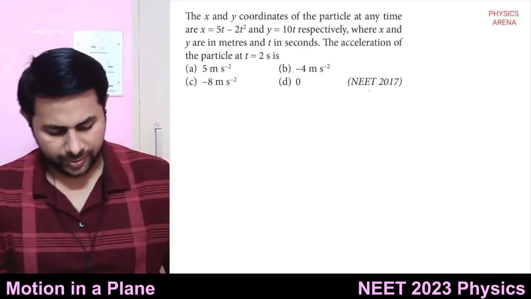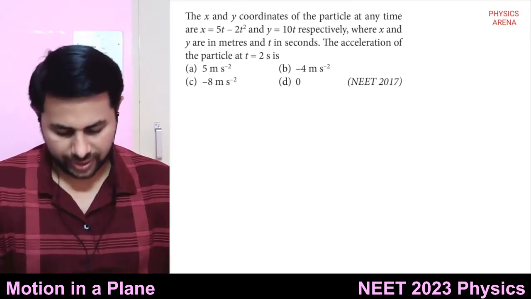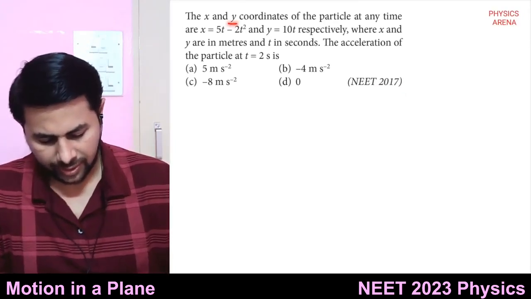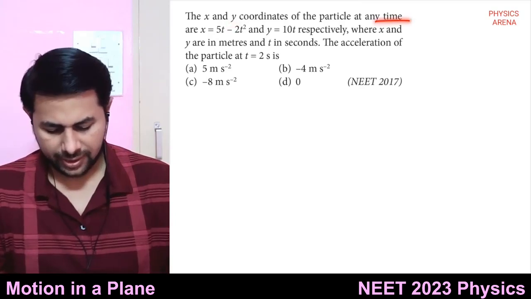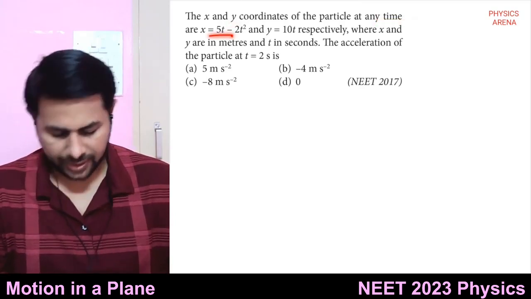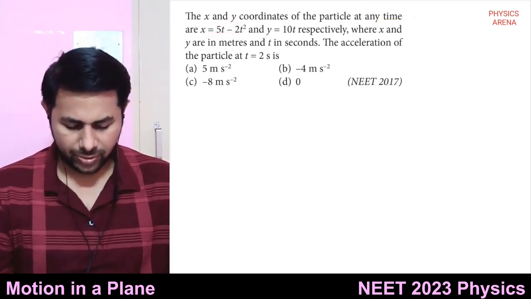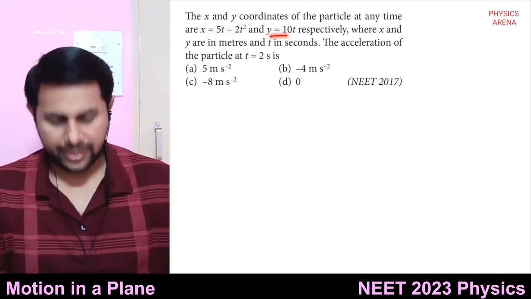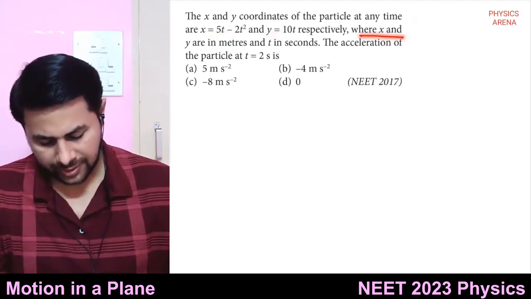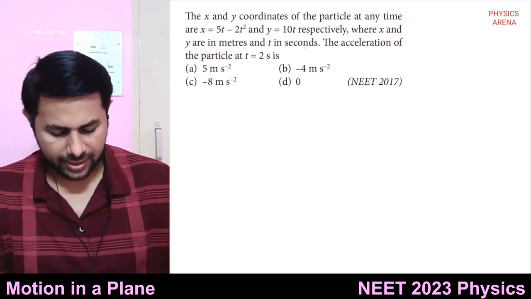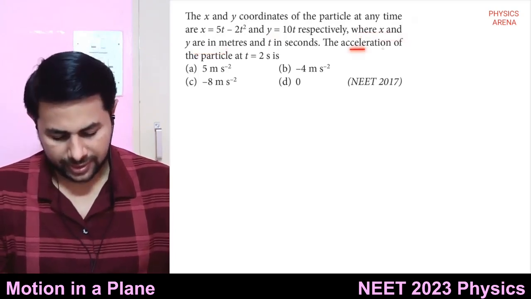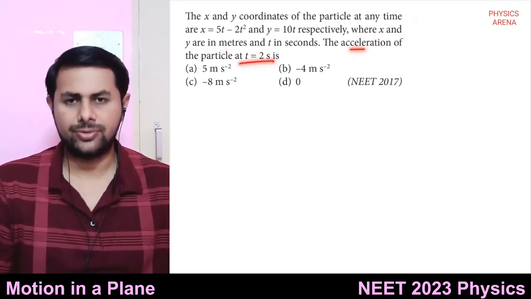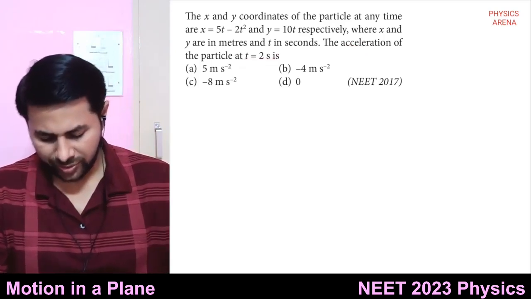Let's see this problem. This is from NEET 2017. The x and y coordinates of a particle at any time are x equals 5t minus 2t square and y equals 10t respectively, where x and y are in meters and t in seconds. The acceleration of the particle at t equals 2 seconds is. So what should we do?